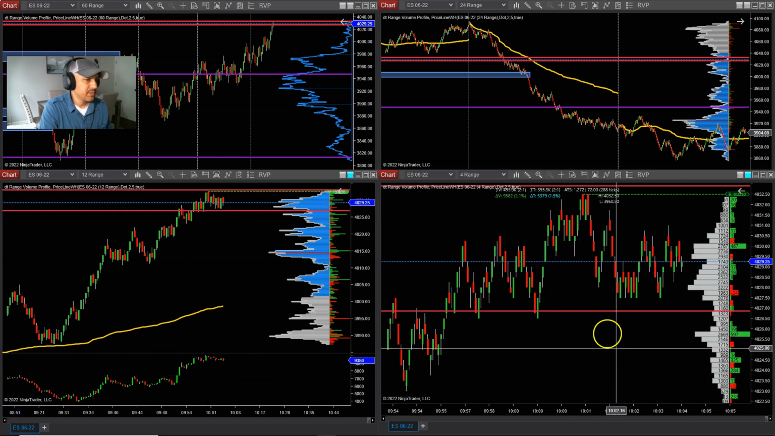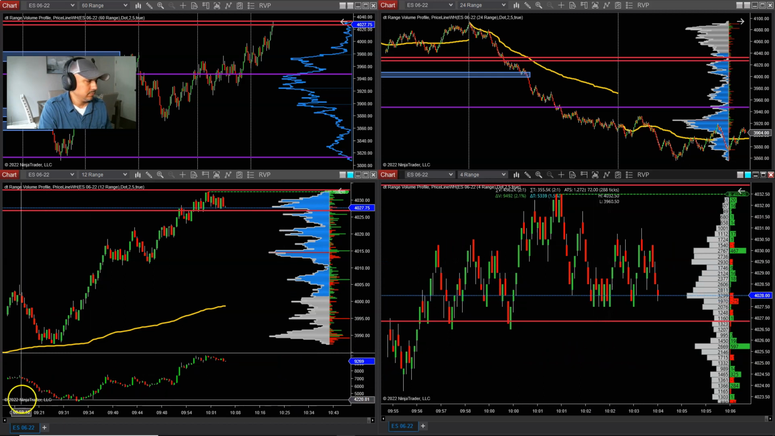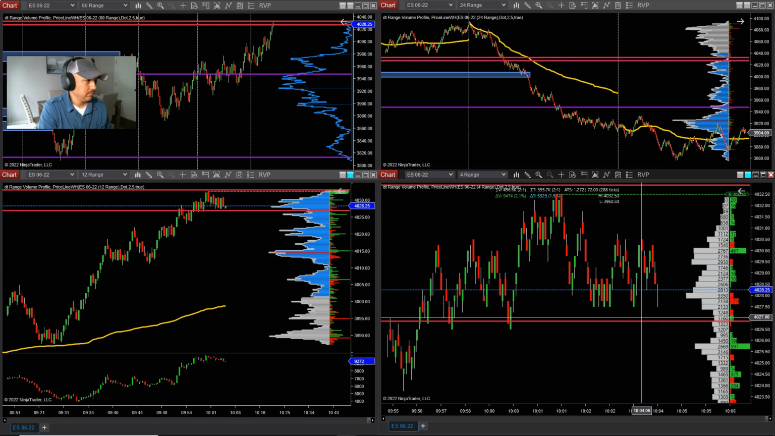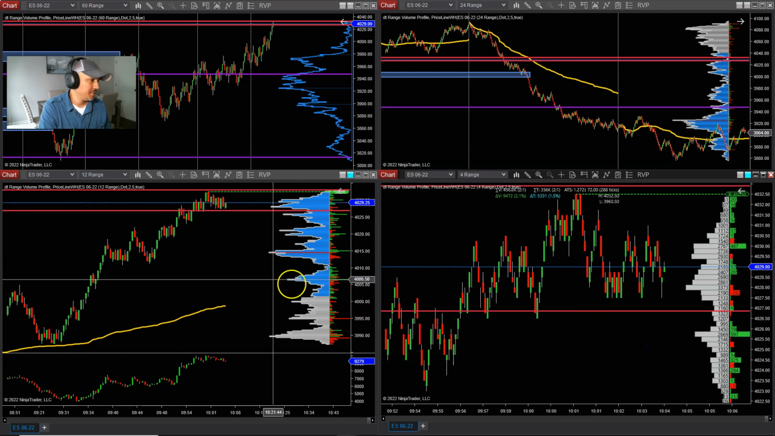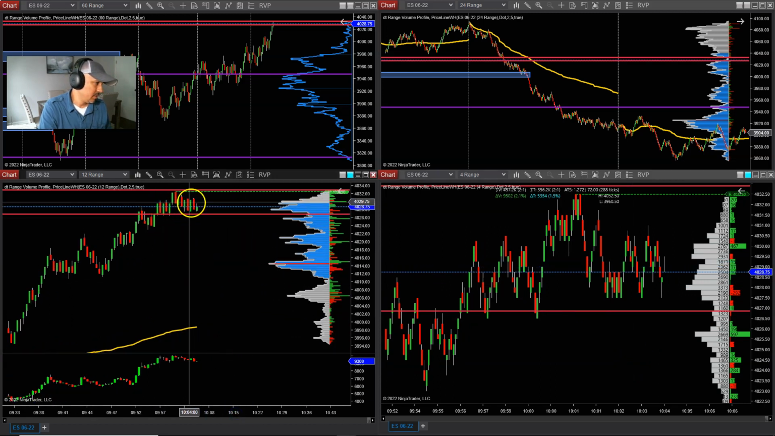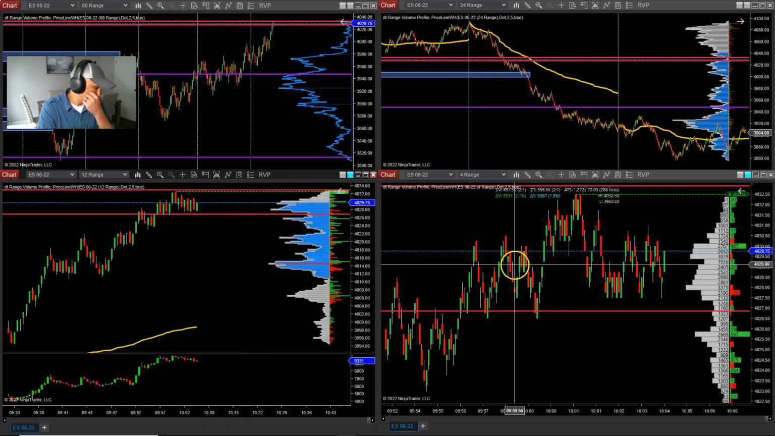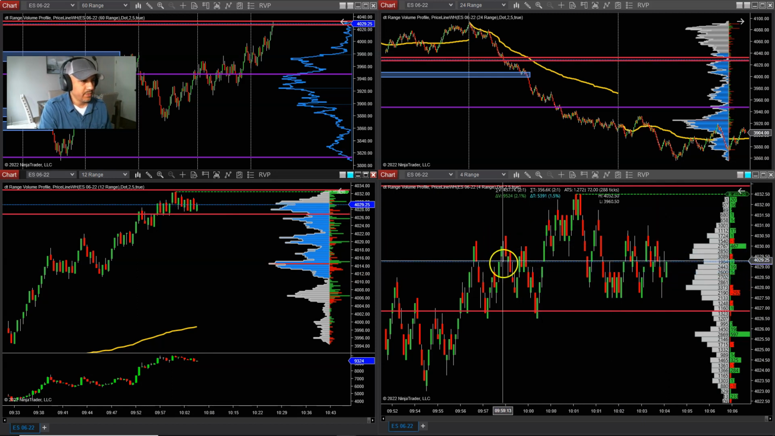Yeah, we're just chopping sideways right here. Look at them on a full range. 12 range, you chop it sideways, you can see it just up, down, up, down, up, down. You can see it chopping on the full range too, so not much. Price didn't really do anything.